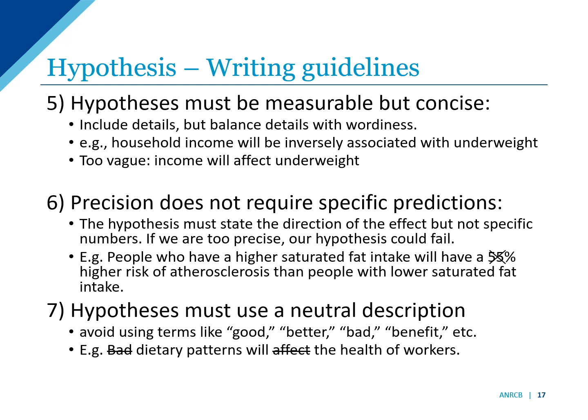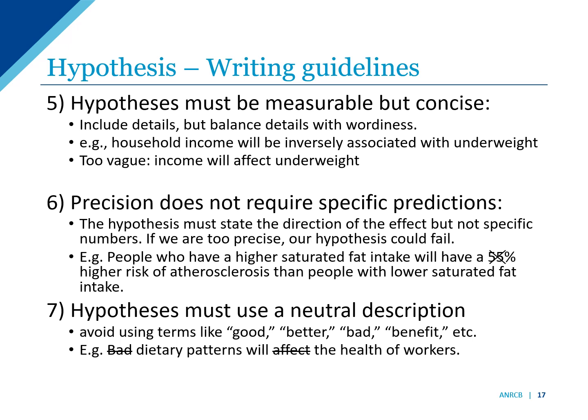Hypotheses must be measurable but concise, include details, but balance the details with wordiness. So household income will be inversely associated with underweight. That's concise, but if you say income will affect underweight, that's too vague, and affect doesn't tell us the direction of the relationship. But you also don't want it to be so wordy or have so much detail that it's difficult to follow. Precision does not require specific predictions either. So your hypothesis should state the direction of the effect, but you don't need specific numbers. If you're too precise, your hypotheses will easily fail.